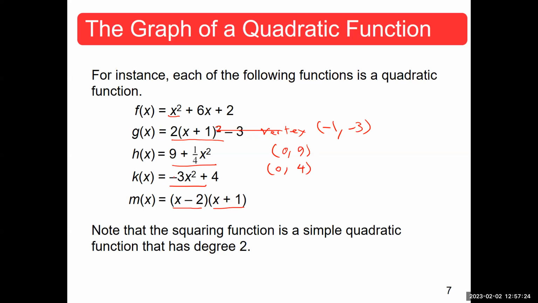And what's the meaning of the negative here? That means it is flipped upside down. If x squared is face up, this is face down. This one, we don't know where the vertex is, and neither this one. We're going to learn how to convert this shape to look like that one to help us find the vertex.